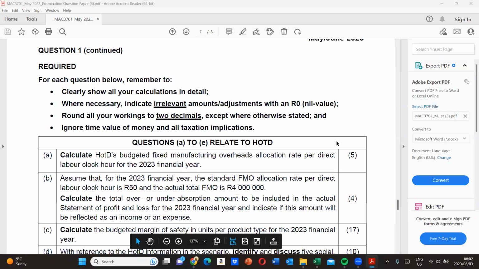As you guys are aware, in regards to MAC 3761, after this test which you are going to write, finance will be coming. This is costing, so after costing there comes finance. It is important that you keep track of your costing content, because costing will be examined again later during the year, that is in October, with the final exam.